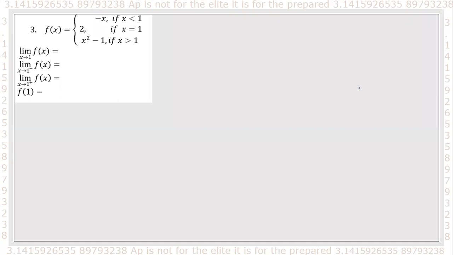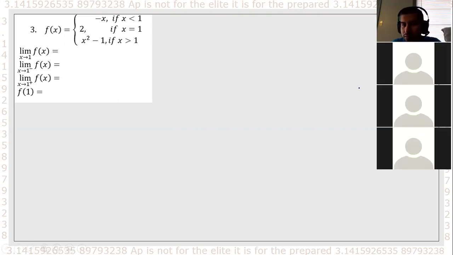I'll give you a couple seconds to write it down. And we're doing the same thing. The limit as x goes to 1, right? This is the first condition, and we're going to go ahead and check.